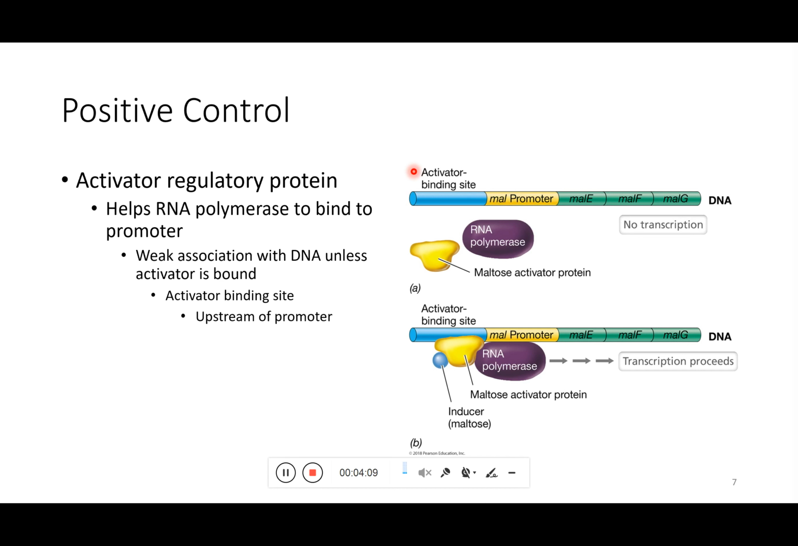However, upstream of this promoter, there is an activator binding site. The activator binding site can be bound by an activator protein. That activator protein needs again a conformational change to allow it to bind. And in this case, it uses the inducer, which is the sugar maltose, to allow it to have its conformational change to bind to the activator binding site. When it binds, it can allow RNA polymerase to bind more strongly to the promoter and therefore allow it to proceed with transcription.